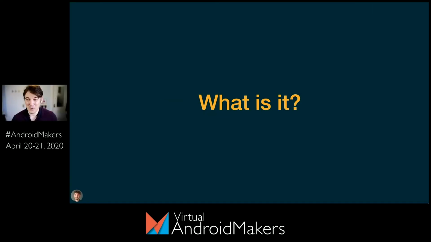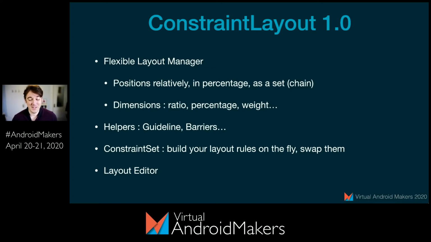What is this thing? Hopefully a lot of you know what ConstraintLayout is, but just a quick recap. ConstraintLayout 1.0 was focusing on being a very flexible layout manager. The gist of the idea was you want a layout manager that lets you position widgets relative to one another in a very easy way. And it can do a lot more than that, but that was the gist of the idea there. Another important thing that we carried on to ConstraintLayout 2 was the concept of having helper objects that are present, but not automatically visible on your screen, and their role is to help you create your layout in a much simpler way.